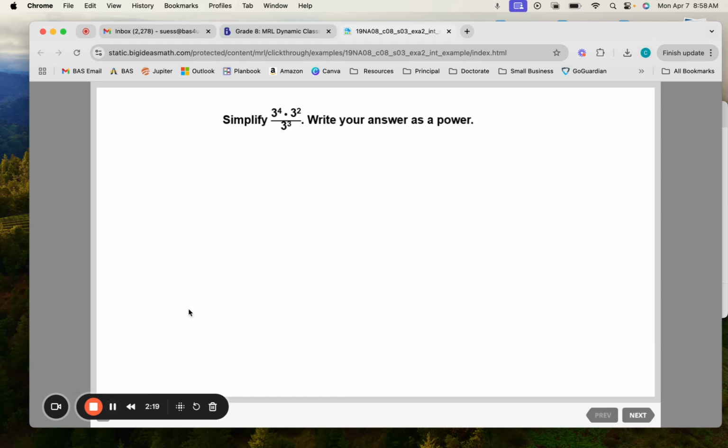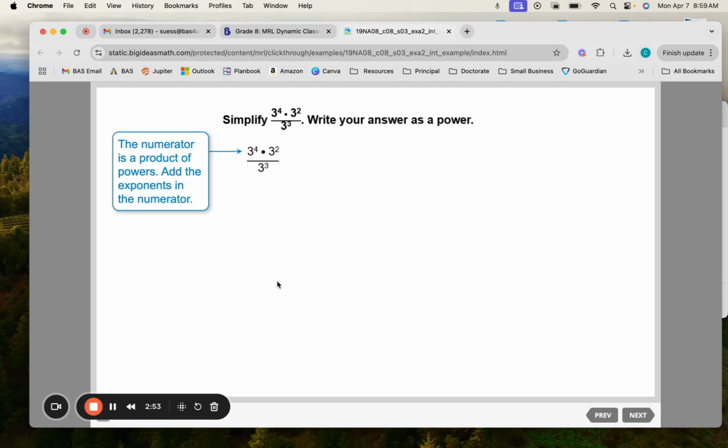Okay. So I know you've seen expressions like this and they used to scare you. This should not scare you any longer. We are just simplifying this. So you're going to write your answer as a power. So you have 3 to the power of 4 times 3 to the power of 2, all divided by 3 to the power of 3. According to PEMDAS, what's the first thing we look for? Exponents. Well, the next step would be multiplication.